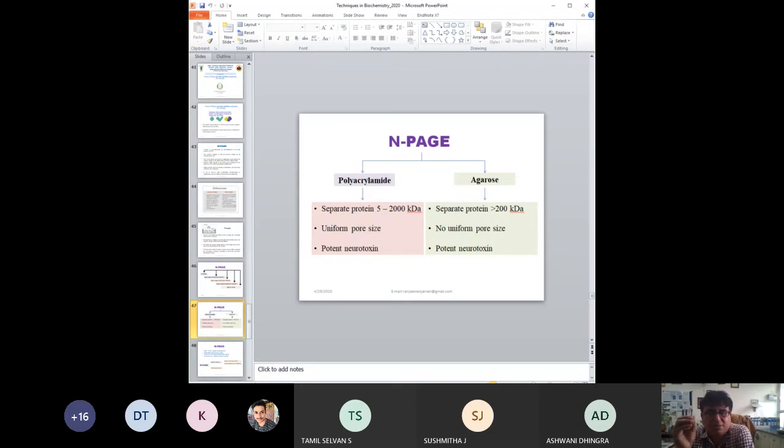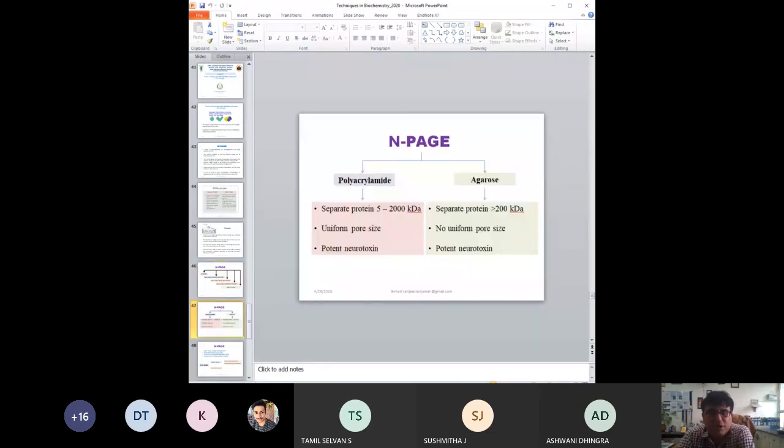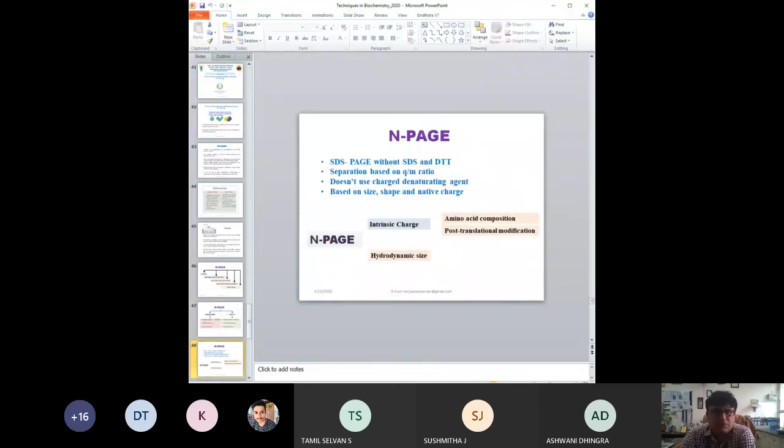So native PAGE has been broadly classified into 5 different types, as I told earlier, based on its utility, and into 2 broad types based on the supporting medium which you are going to use. Let's have a look at the first, that is normal native PAGE, which is basically used in most of the labs. This normal native PAGE is SDS-PAGE without SDS and reducing agent. Here separation is based on charge to mass ratio.